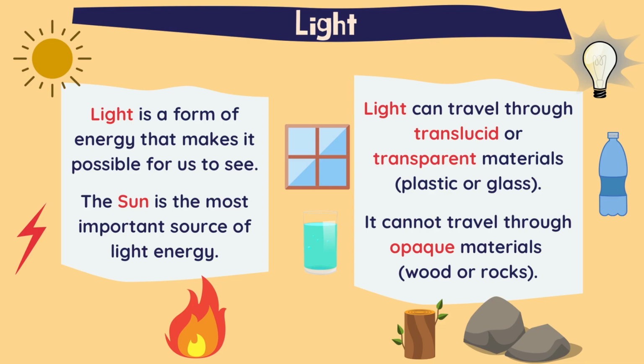So we can see light through these materials like a window, a glass, or a bottle of water. But it cannot travel through opaque materials like wood or rocks. So if we are in a room without any window, we cannot see the light from outside through the walls.